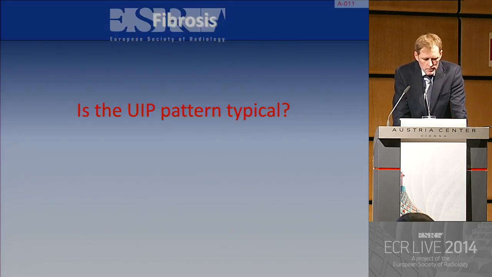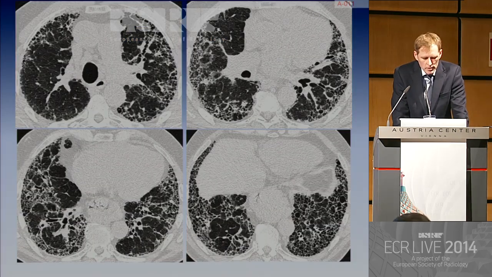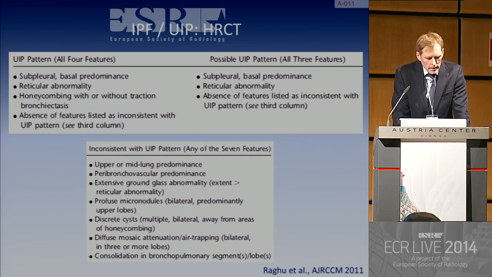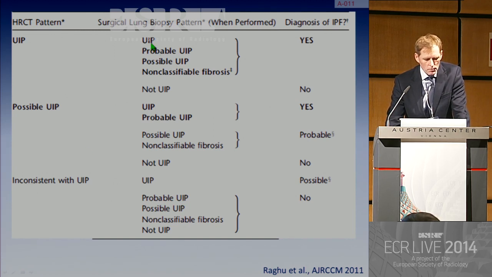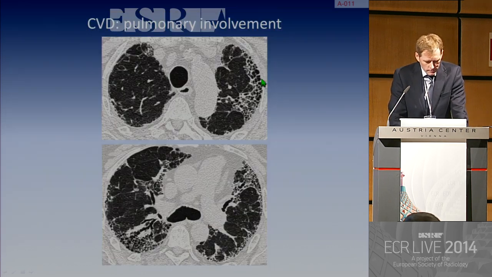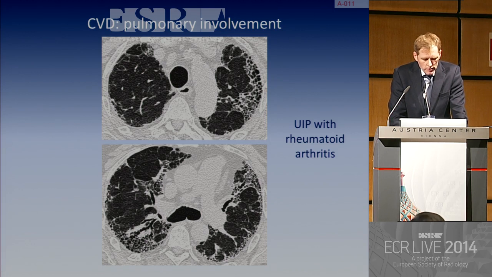Coming to terms with these things, we always ask, when we see a UIP pattern, is this typical for idiopathic fibrosis, or is this an atypical pattern? For example, this is a rather typical pattern with a lower zone predominance of the honeycombing distribution. And so is it, in terms of radiology, a clear UIP pattern, a possible UIP pattern, or inconsistent with UIP pattern? And then we make up the diagnosis potentially with help of the lung biopsy pattern and come up with some atypical pulmonary involvement or atypical pattern of UIP in this patient with rheumatoid arthritis.